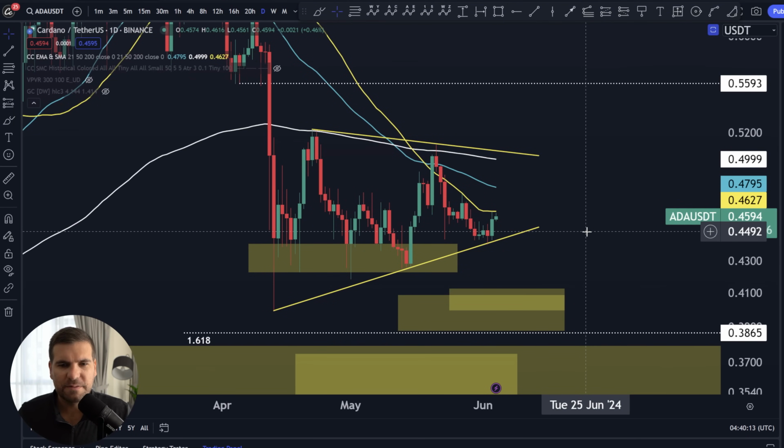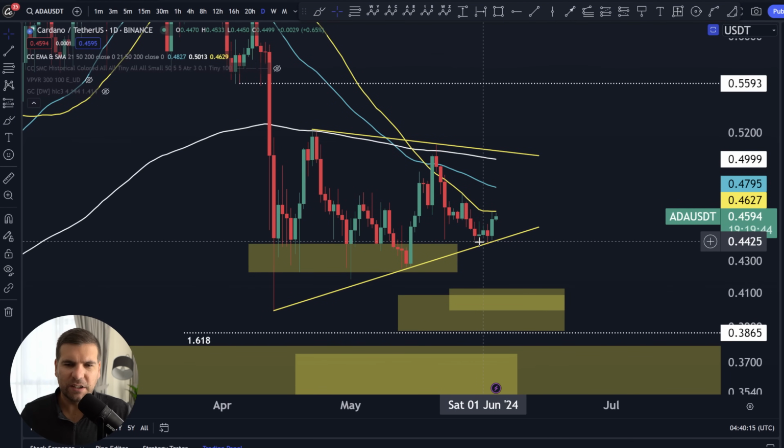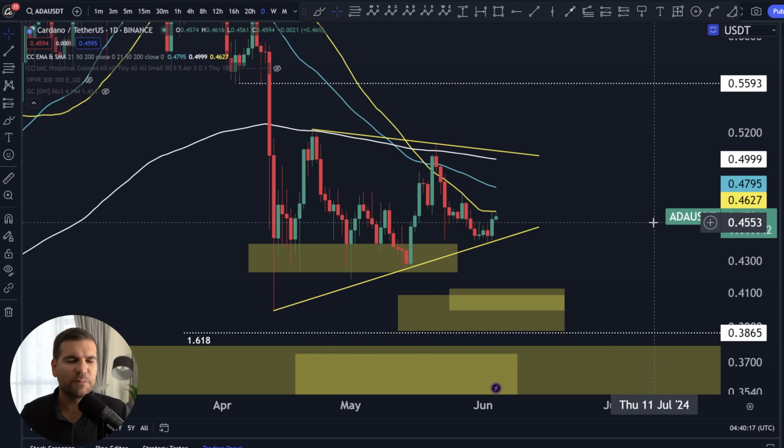Cardano's ADA has found support on its upward trend line yesterday, rallying up towards its 50 simple day moving average. However, this is turning into an area of resistance, so all eyes are on ADA as it looks for a potential breakout or breakdown. Guys, let's roll that intro and get right down into it.